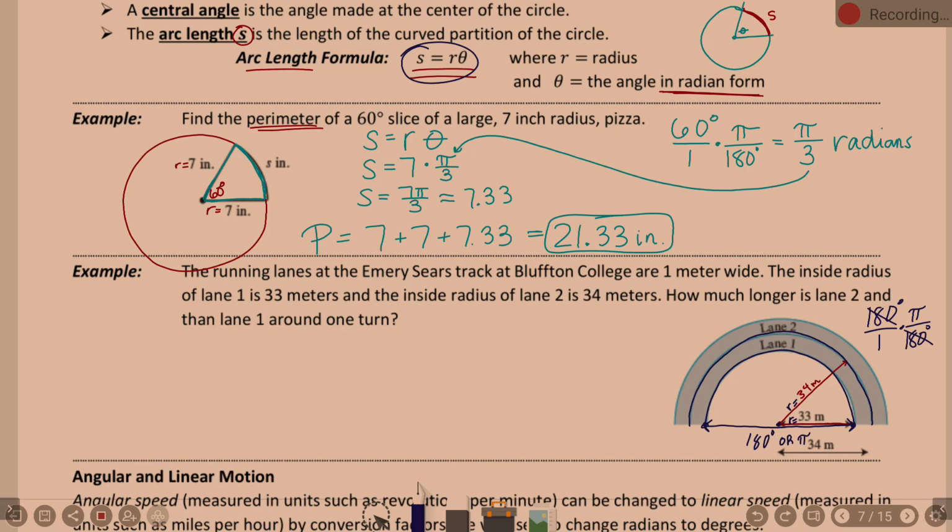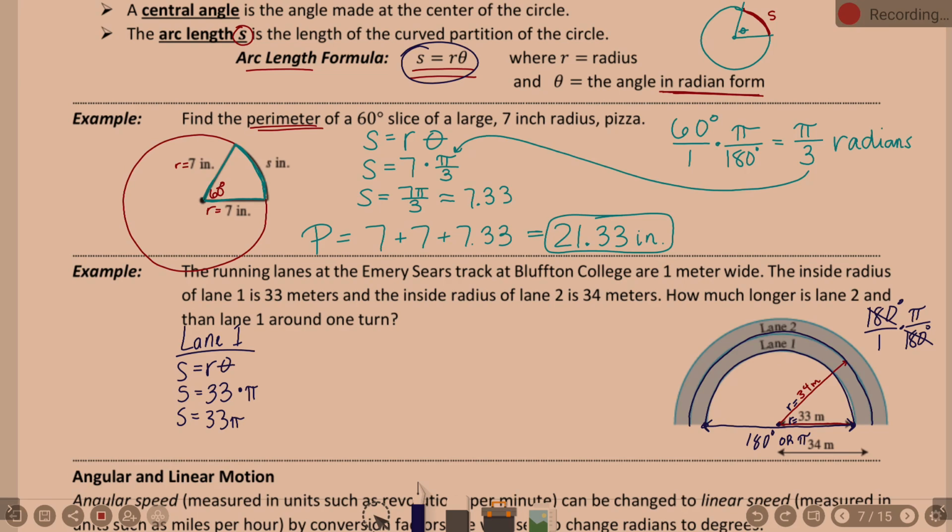So let's talk lane 1. S equals r theta. I need that arc length. So in lane 1, r is 33, and theta is, what's that angle? 180 degrees, but it's pi. What is 33 times pi? 33 pi. And we're not going to leave our answers in pi, but that's easy for right now.